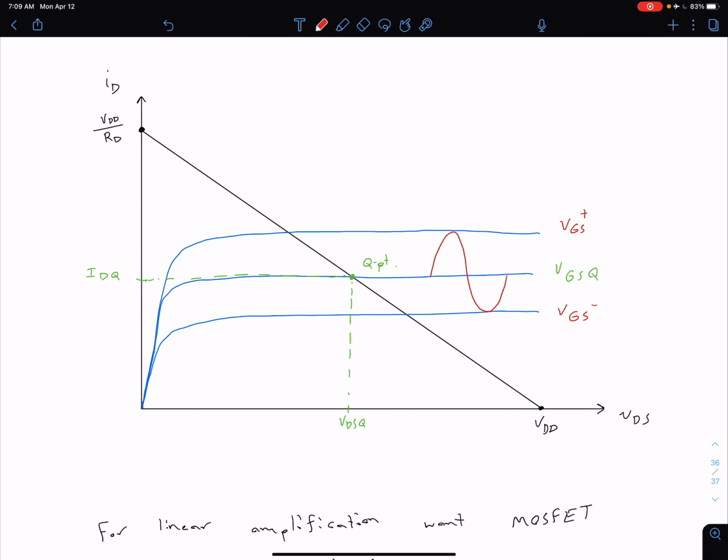Of course, that's going to correspond to changes in our ID as well as changes in our VDS. So we would have our ID varying between IDQ plus and IDQ minus, and similarly our VDS would also be varying between these two points. So we would have some VDS minus and VDS plus. Very similar to what we saw previously in terms of our BJT amplifiers. And again, we'll go over this in a lot more detail in the next unit.